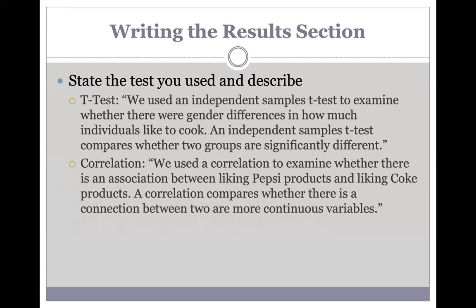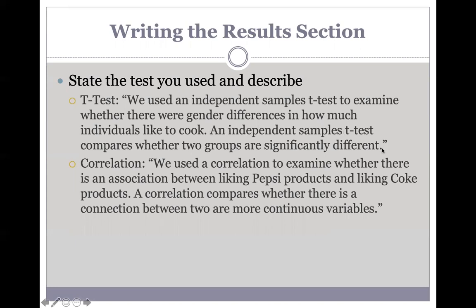You would say, we used an independent samples t-test to examine whether there were gender differences in how much individuals like to cook. An independent samples t-test compares whether two groups are significantly different. So this part here, I don't like. Sorry for leaving it in there. I feel like I've told you before that other people make these slides. Please don't put that in there. That's stupid.